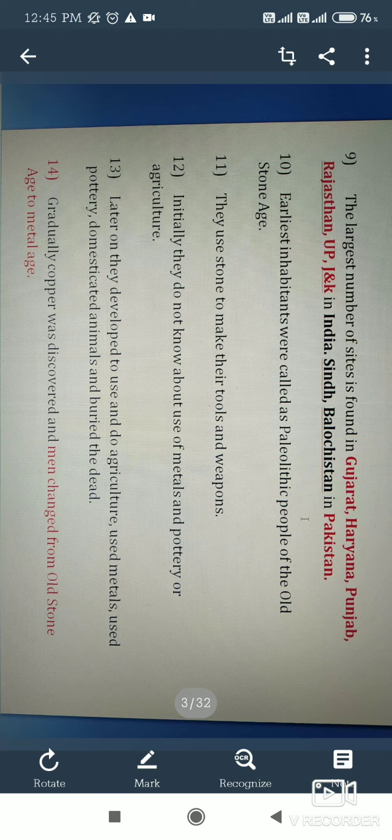Then point number 14: gradually, copper was discovered and man changed from the Old Stone Age to the metal age.